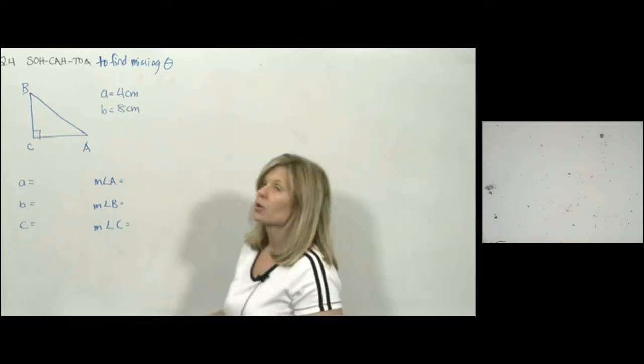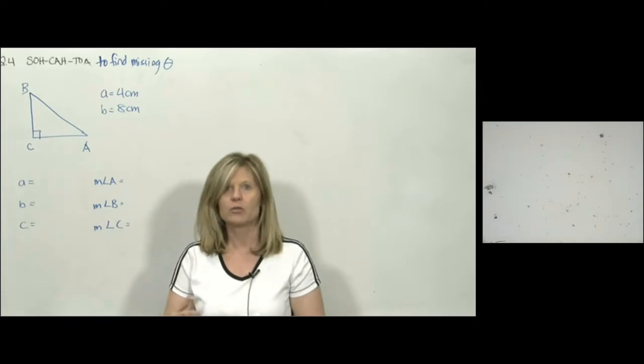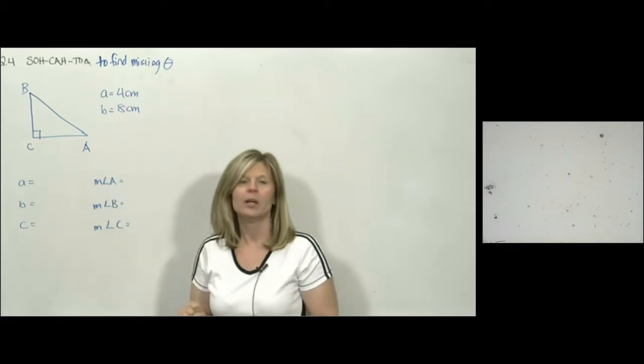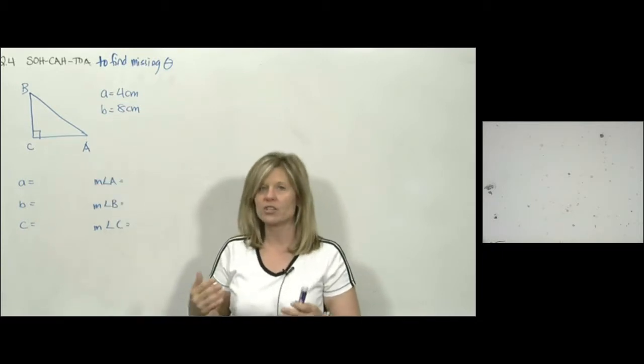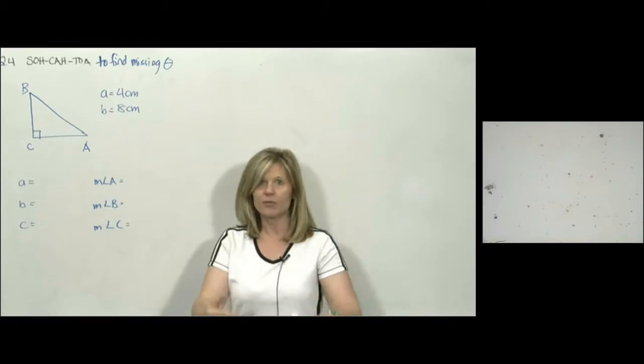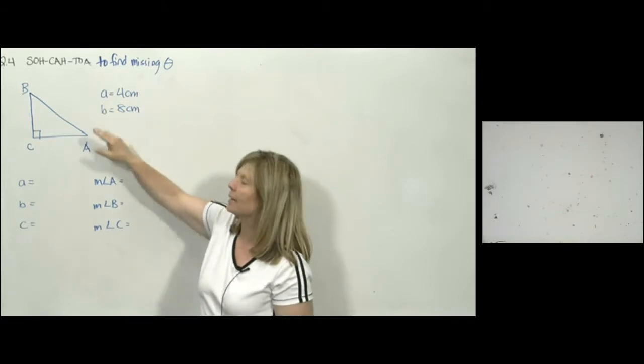Okay, so we're finishing up section 2.4 of learning how to use trigonometry to solve right triangles. And this is example 4 in your notes. What I want you to notice is this is a little bit different. It starts out the same. It says solve the right triangle, and it gives you two pieces of information. It gives you little a and little b.